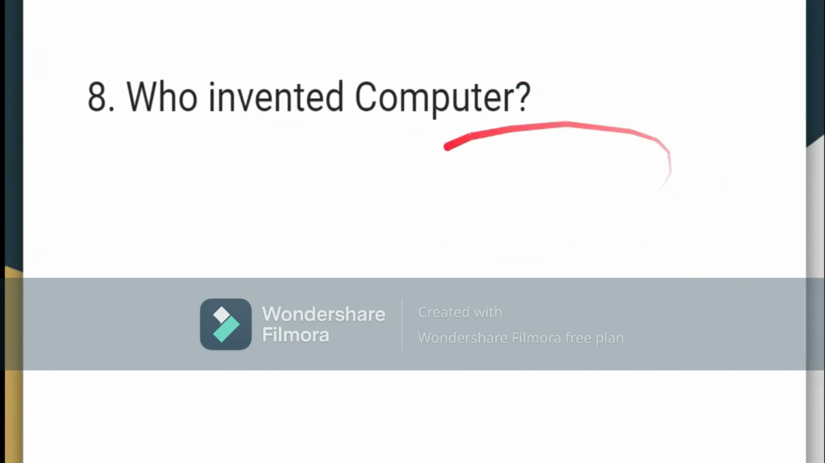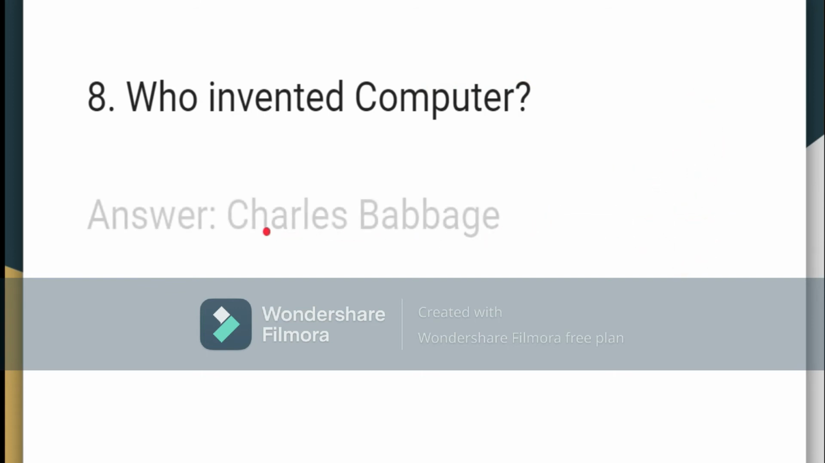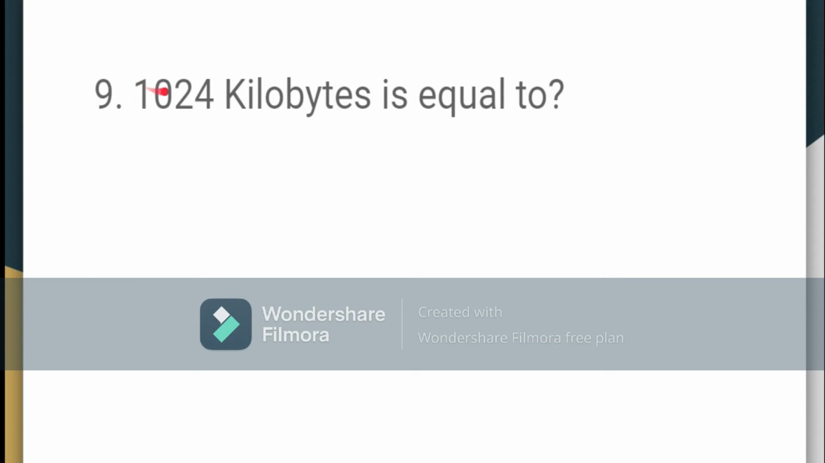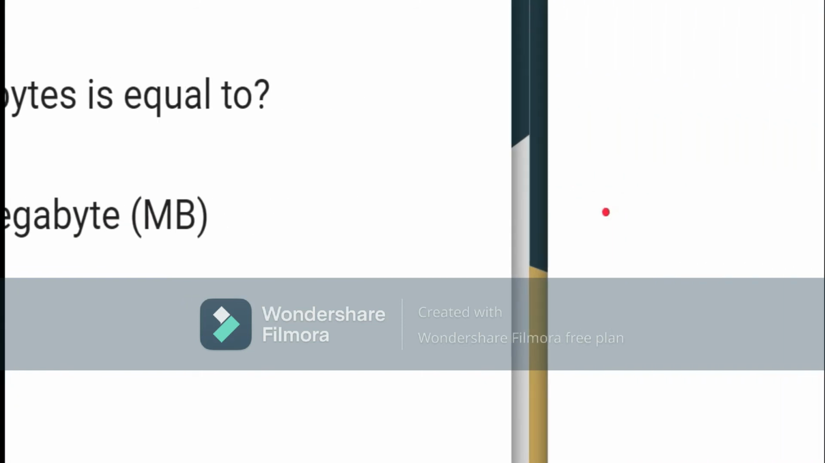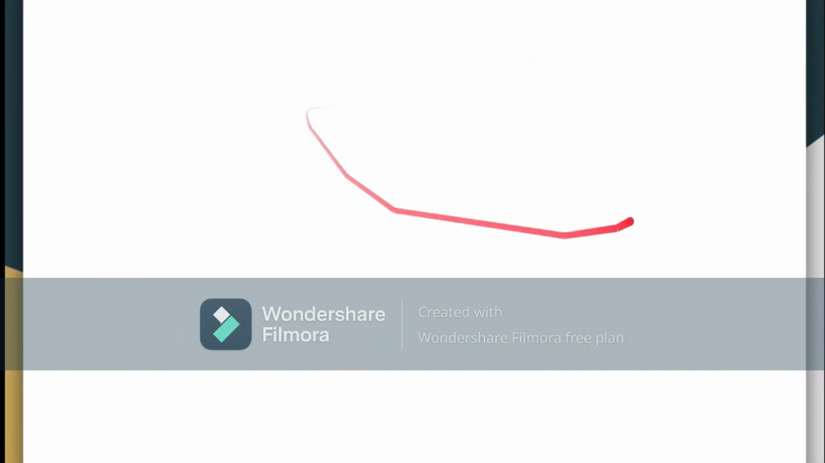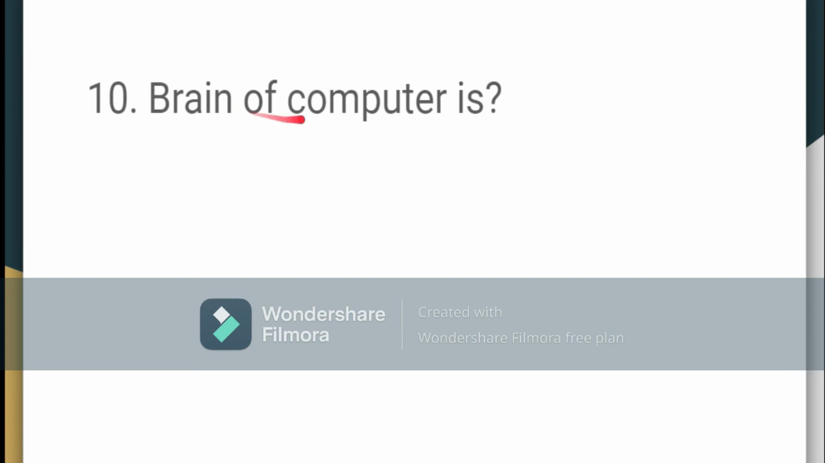Number 8. Who invented computer? And the answer is Charles Babbage. Number 9. 1024 kilobyte is equal to, and the answer is 1 megabyte. Number 10. Brain of computer is, and the answer is CPU.